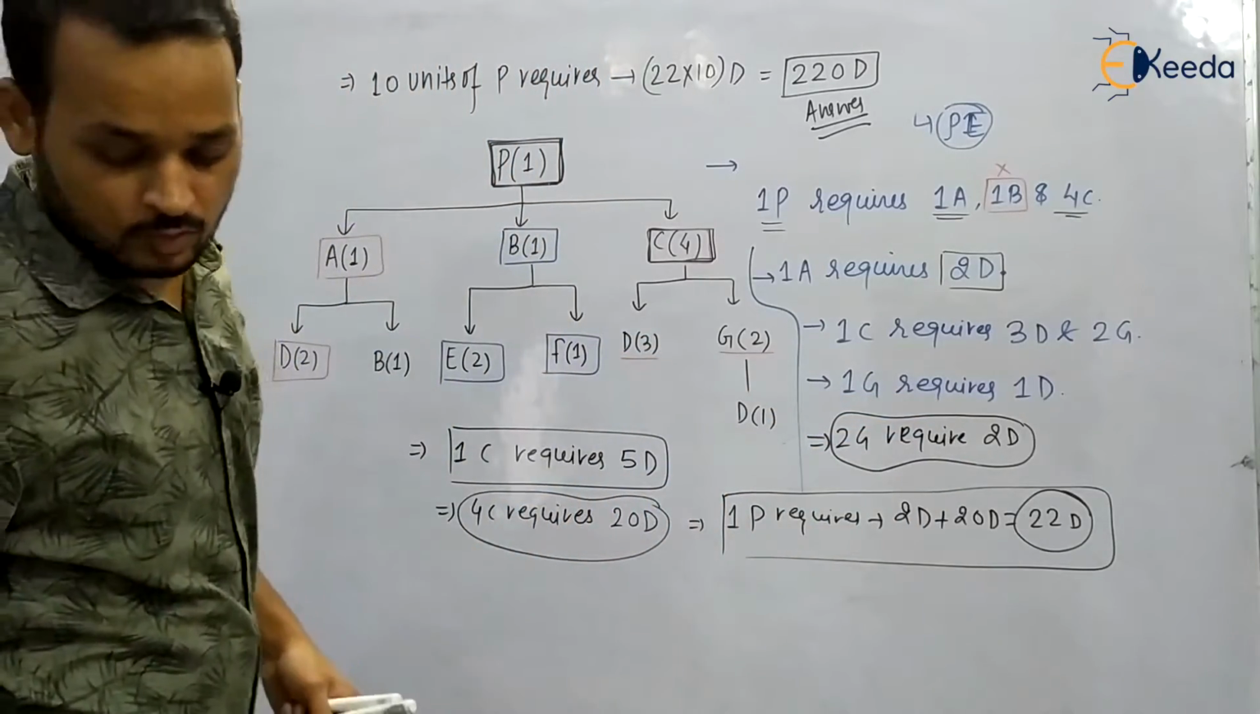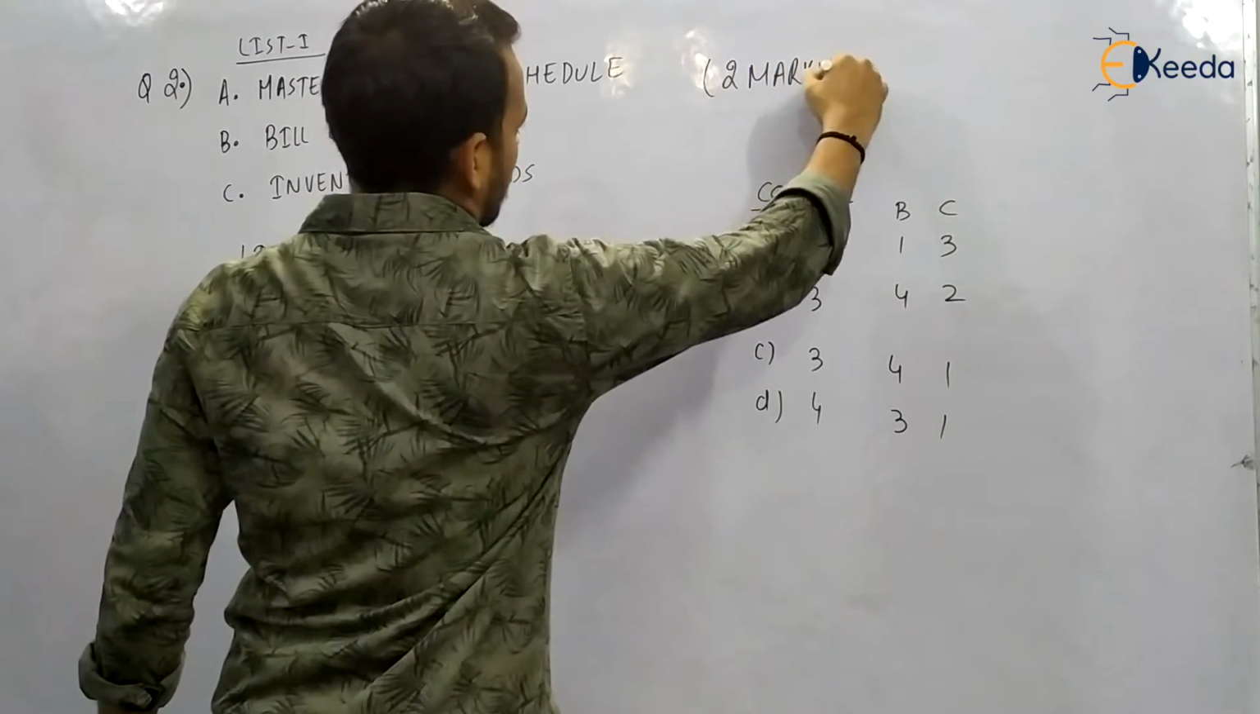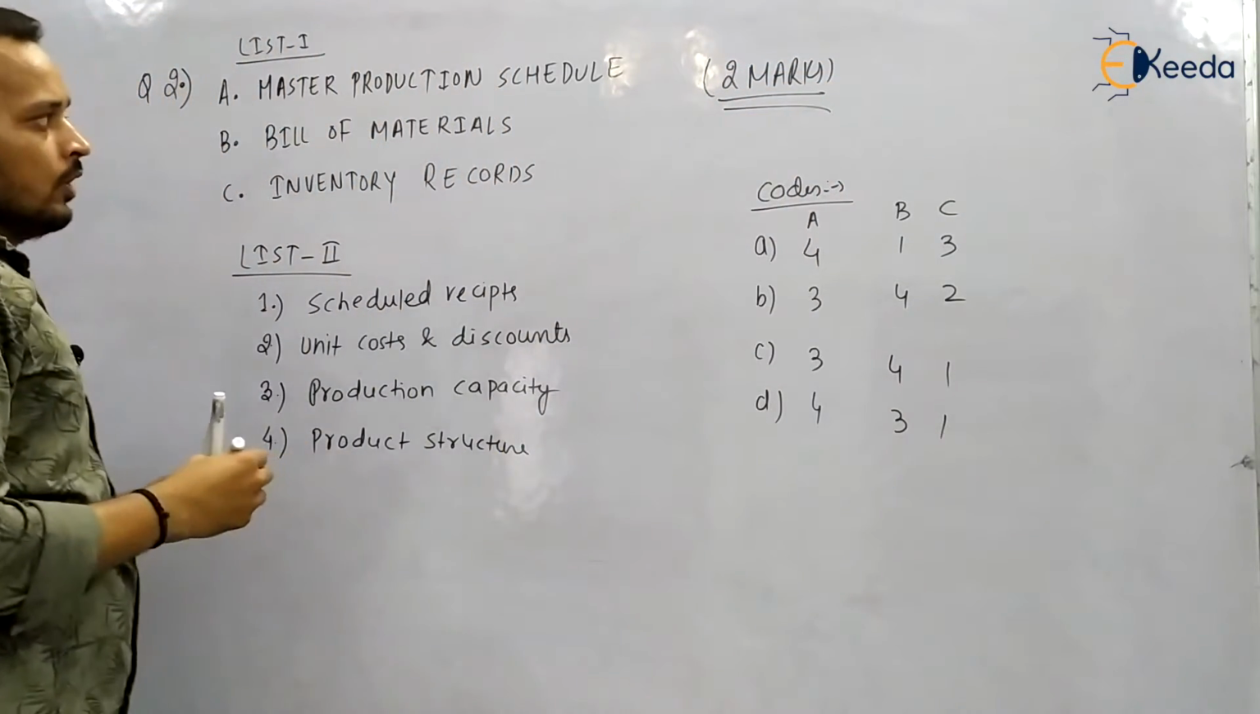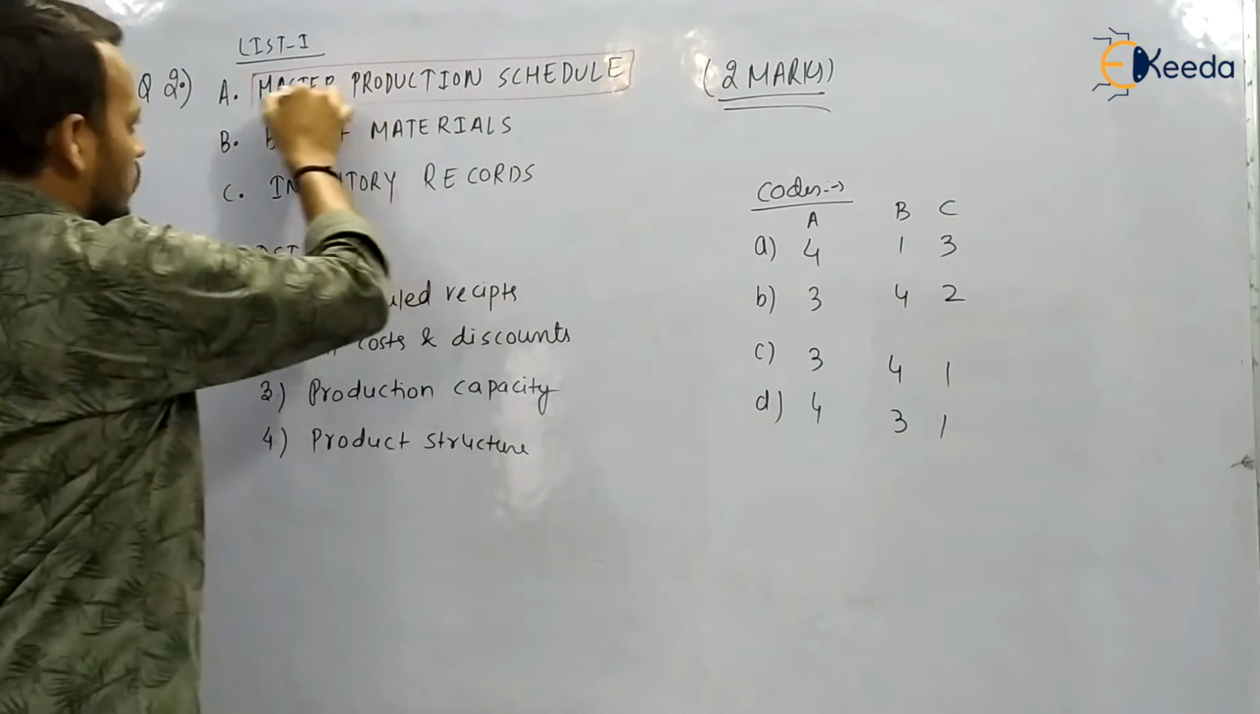So next question. This is a 2 marks ESE question. So you know the meaning. Master production schedule: first we have got master production schedule. So we will look for the option.